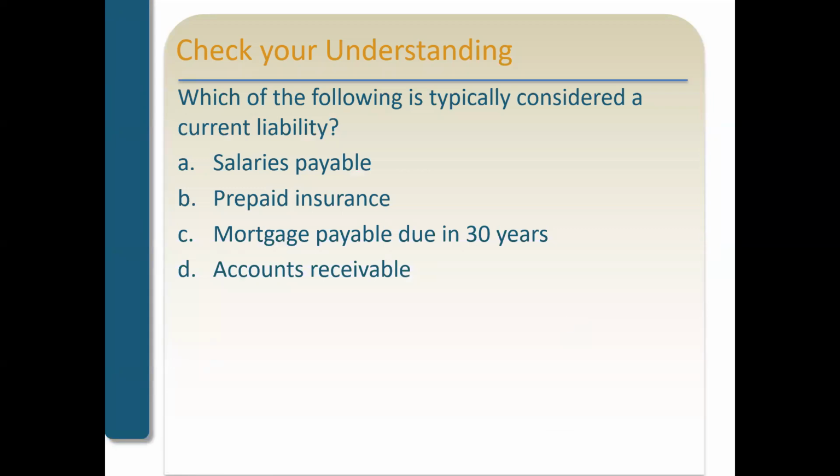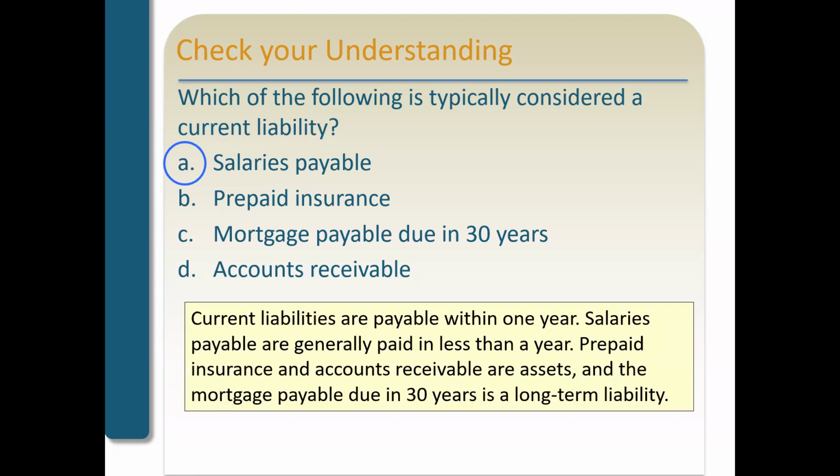Which of the following is typically considered a current liability? What do you guys think? It can't be prepaid insurance because that's an asset, right? No. It can't be accounts receivable because that's an asset. So salaries payable, A, would be the correct answer.